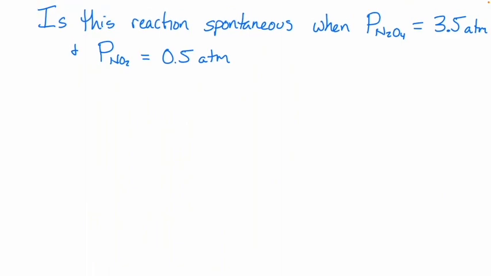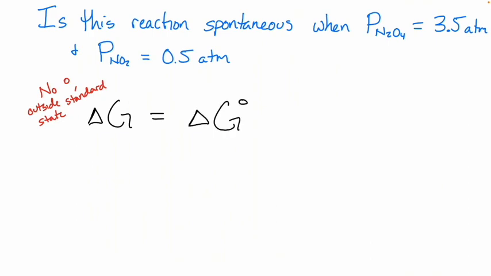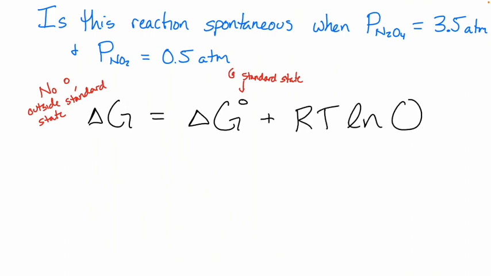that is the relationship between delta G and Q. So the delta G, and notice there's no naught here, meaning we're outside standard state. This is equal to the delta G naught, right? So at standard state, plus RT natural log of Q.